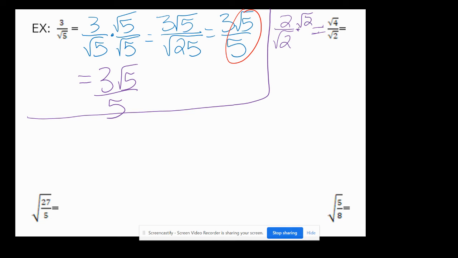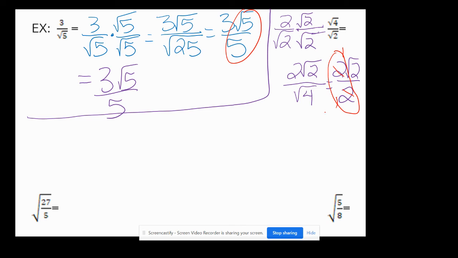I'm going to multiply by the square root of 2 over the square root of 2. 2 times the square root of 2, those are not like things, so we just make them sit next to each other. On the bottom, 2 times 2 is the square root of 4, and the square root of 4 is 2. Remember, we can only simplify like things. These two are like things. The square root is not. Well, 2 over 2 reduces to 1, and so we have the square root of 2 as a final answer.